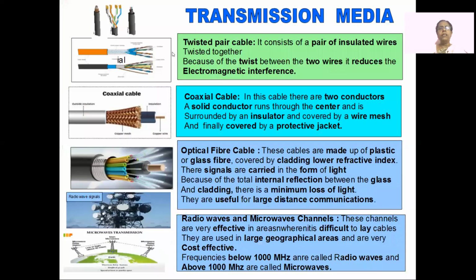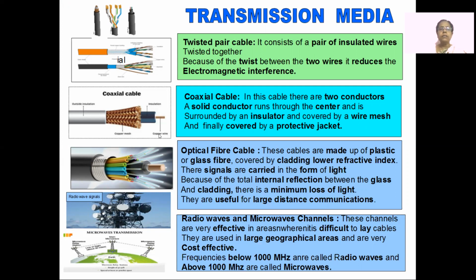Now, you already learned about transmission media in your previous chapter, but let's go through it. The first one is the twisted pair cable. You see that it consists of insulated wires, and they're twisted. Because of the twisting, you have two wires, and it reduces the electromagnetic interference, so the data travels without any problem. In the coaxial cable, there are two conductors.